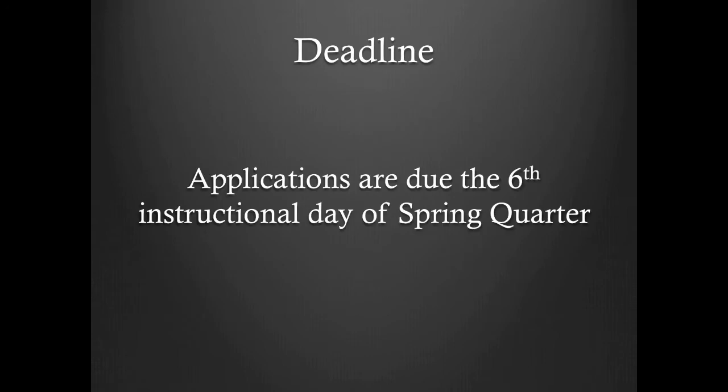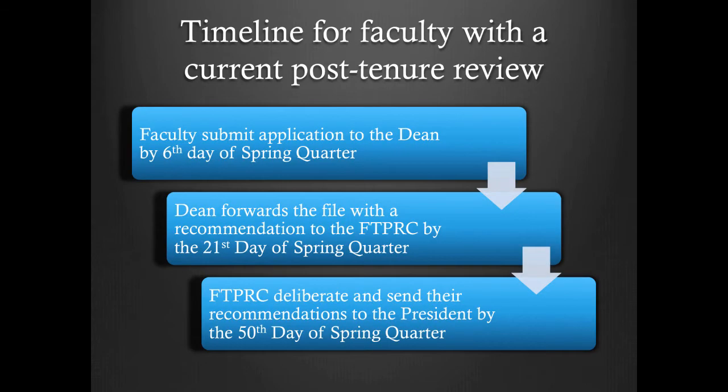Deadline. Applications are due the 6th instructional day of spring quarter. For faculty members who have a current post-tenure review, they're going to go ahead and submit their application to the dean by the 6th day of spring quarter to meet the deadline. The dean's then going to forward a file with a recommendation to the full-time promotional review committee by the 21st day of spring quarter. The full-time promotional review committee is going to deliberate, and they're going to go ahead and send their recommendations to the president by the 50th day of spring quarter.